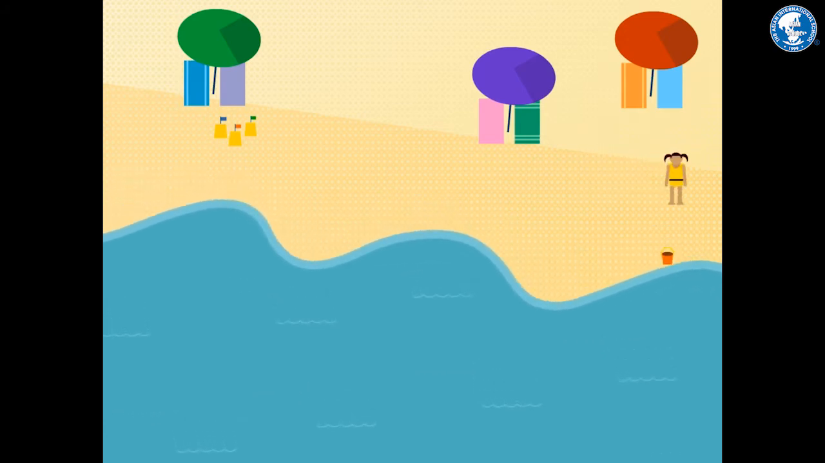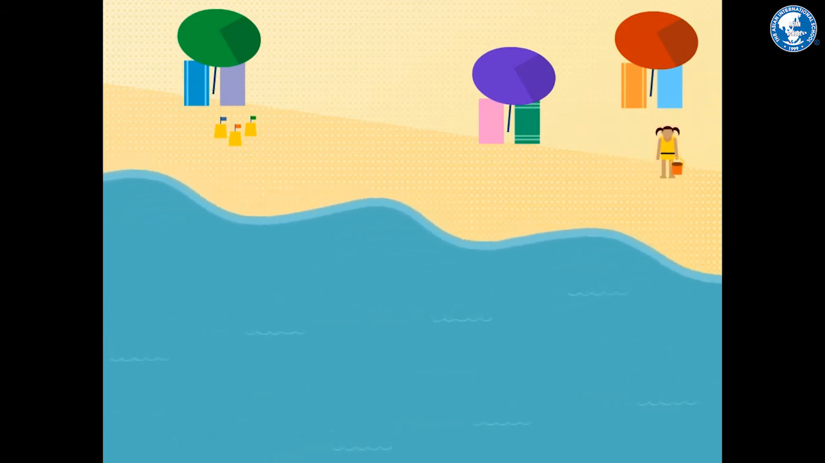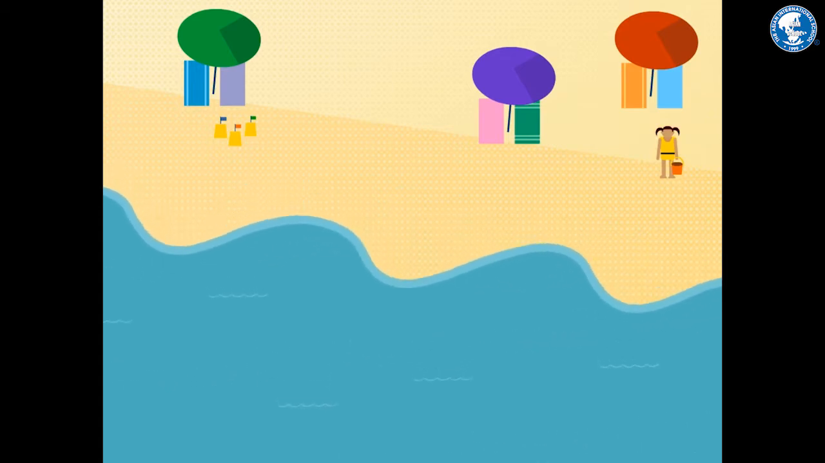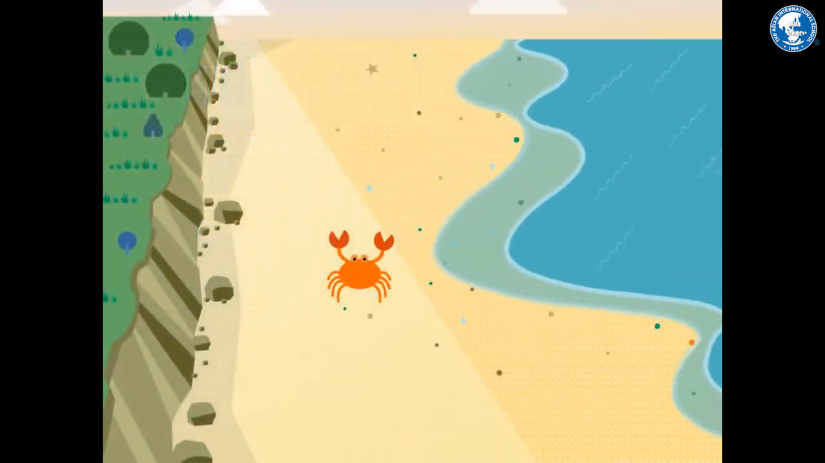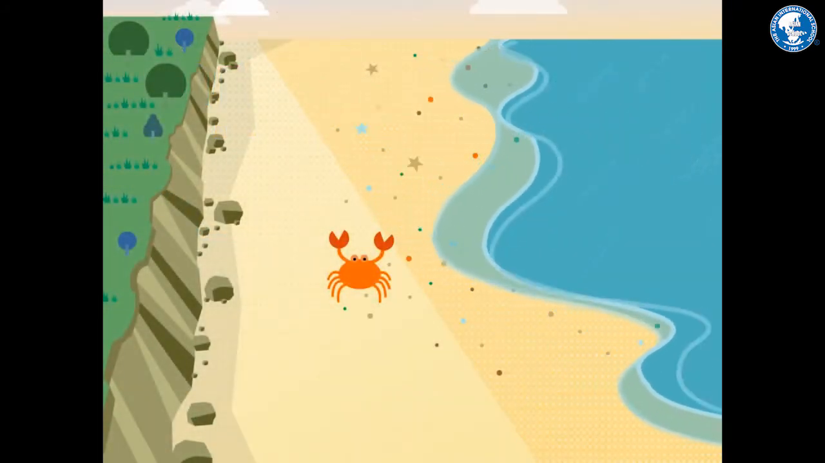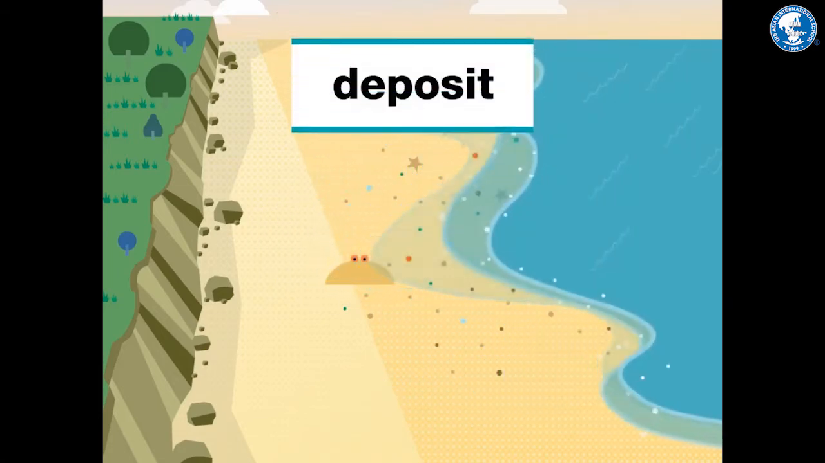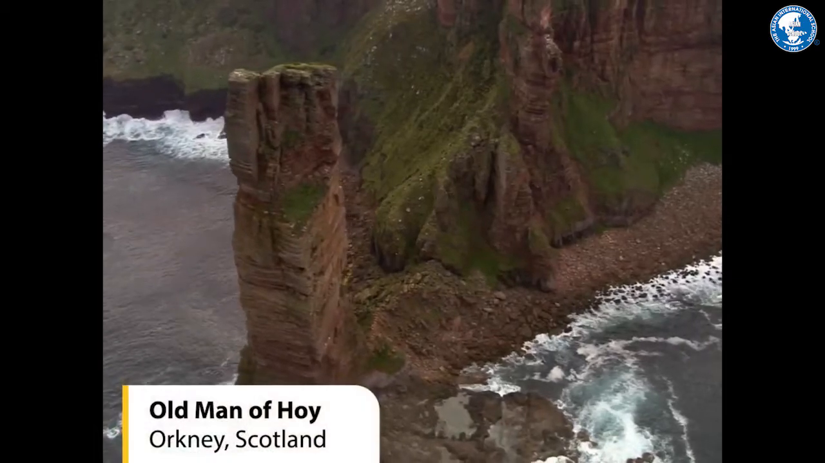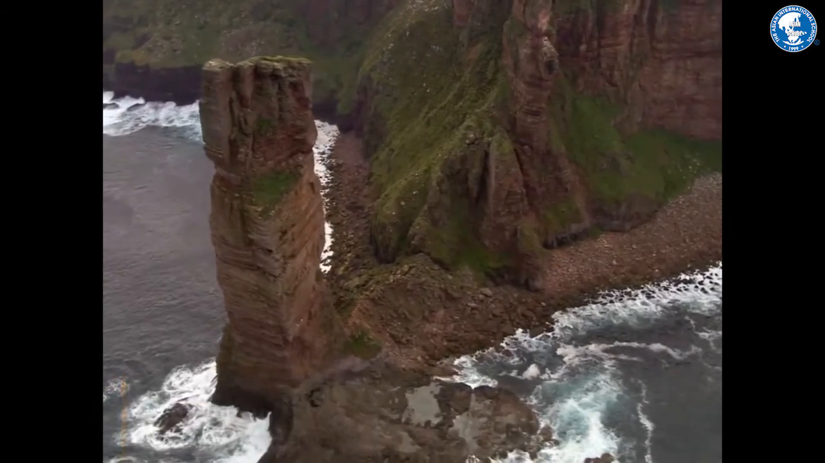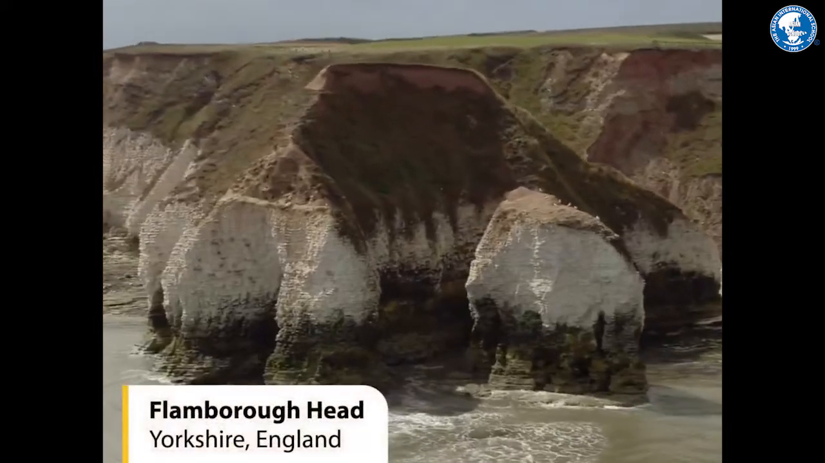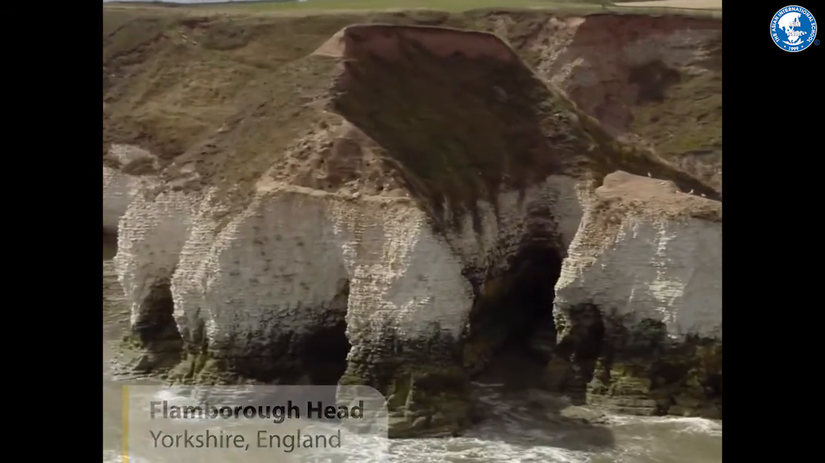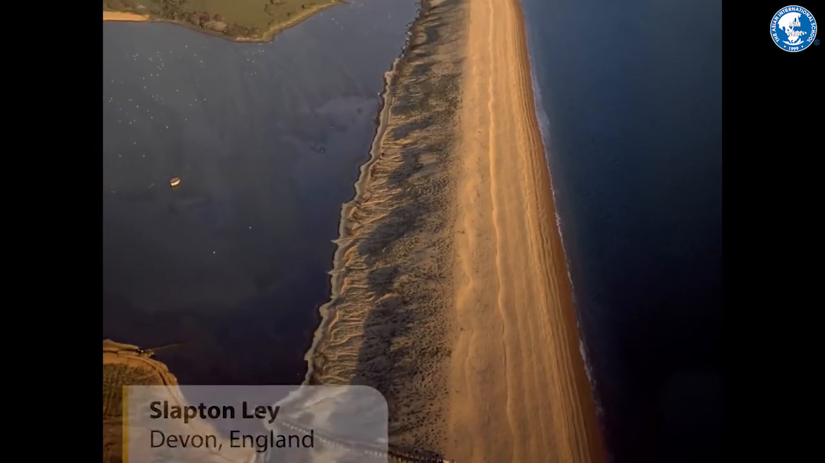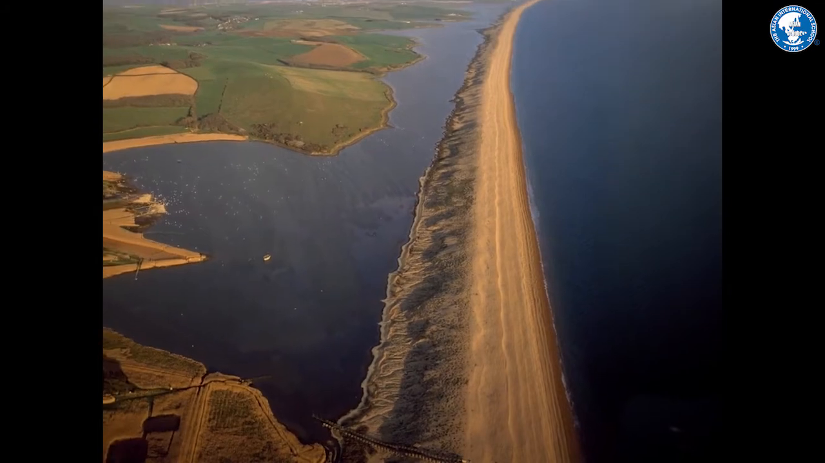Gravity then pulls the water straight back down the beach, so the sand and shingle get moved further and further along. If waves are gentle, they may not have enough energy to transport material back down the beach. Instead, they deposit it, building up our beaches. The processes of erosion, transportation and deposition are always at work around the coastline, shaping and forming some amazing landforms. So, next time you're at the beach, see if you can work out how the waves are shaping the coastline.